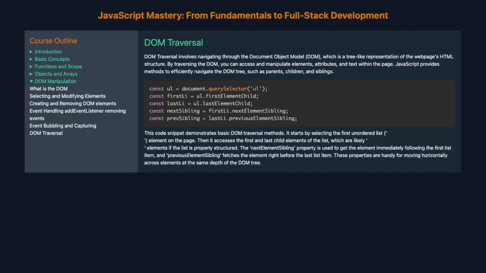It starts by selecting the first unordered list, UL, element on the page. Then it accesses the first and last child elements of the list, which are likely li elements if the list is properly structured. The nextElementSibling property is used to get the element immediately following the first list item, and previousElementSibling fetches the element right before the last list item. These properties are handy for moving horizontally across elements at the same depth of the DOM tree.